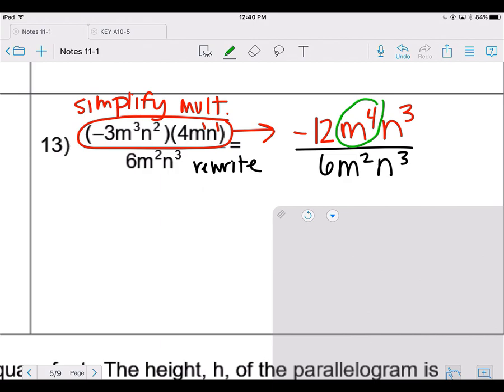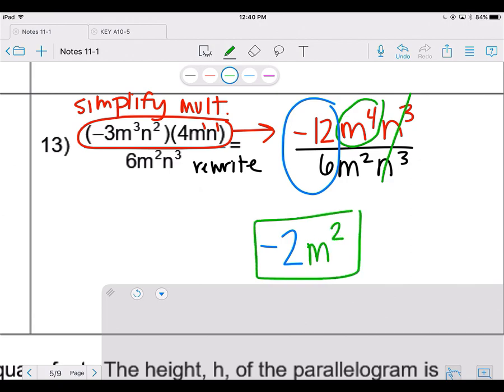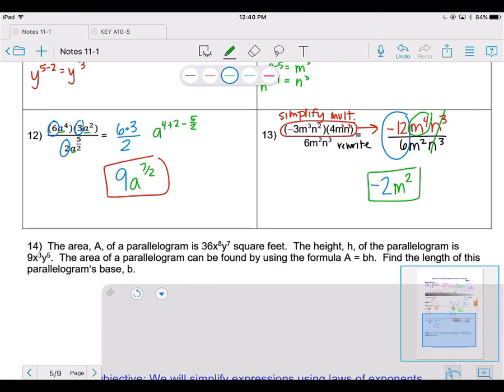Anytime you divide something by itself, it will cancel. So my n's are canceling for this problem. So with my numbers, negative 12 divided by 6 is negative 2. M to the 4 minus 2 is 2, and I'm done with that problem. Now again, if you can see it to where you can write it like problem 12 with the pluses and minuses, that's fine. Or simplify the top and then simplify the bottom.